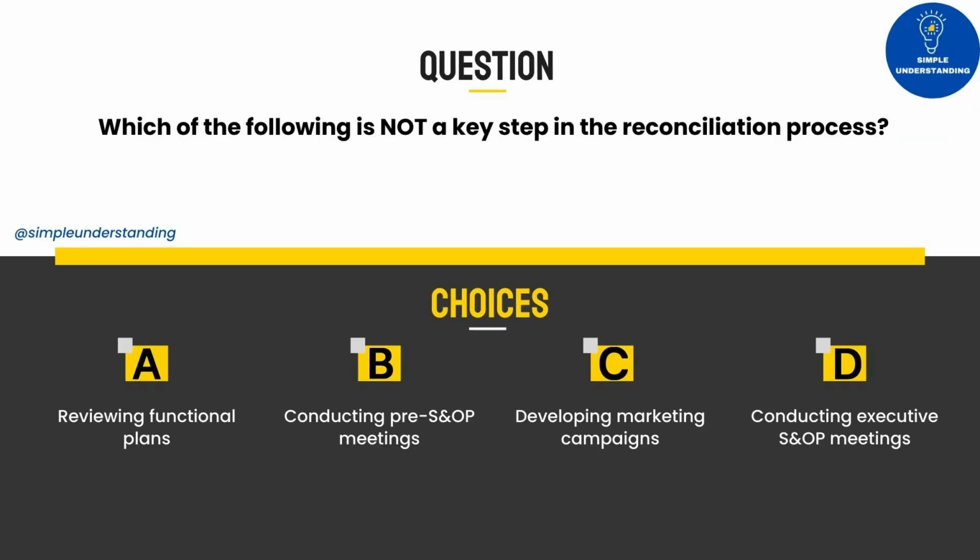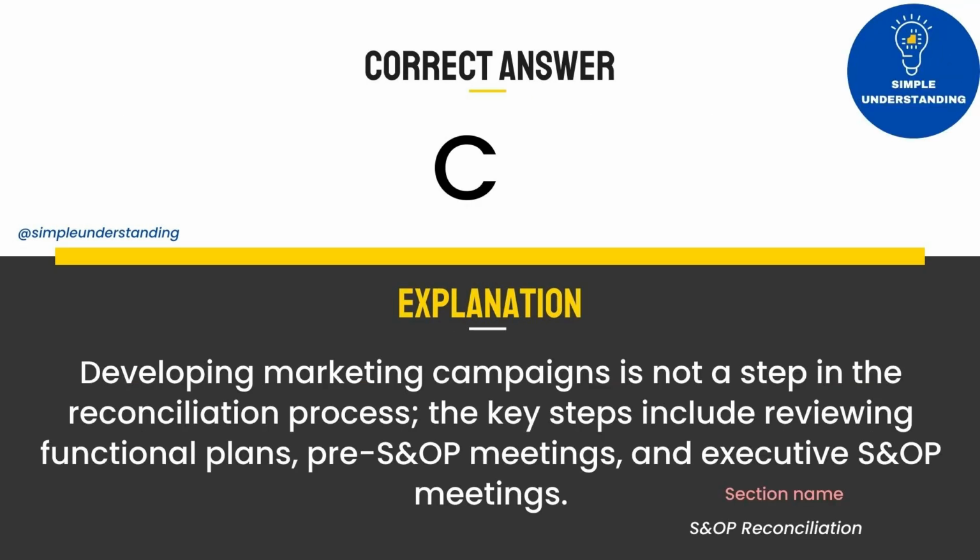2. Which of the following is not a key step in the reconciliation process? A. Reviewing functional plans. B. Conducting pre-S&OP meetings. C. Developing marketing campaigns. D. Conducting executive S&OP meetings. Correct answer: C. Explanation: developing marketing campaigns is not a step in the reconciliation process. The key steps include reviewing functional plans, pre-S&OP meetings, and executive S&OP meetings.